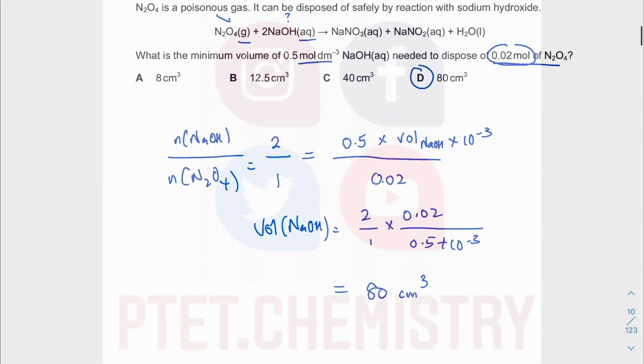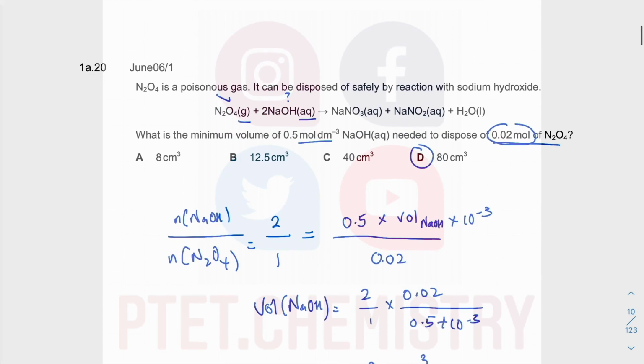So there's 80 cm cube there. Let me just double check my answer, because you never know, sometimes I'm trigger happy on my calculator, and yeah, so I got 80 cm cube again. So yeah, nice and easy then. So that's it for this video, 5 question series, as I said. And I'll see you in the next video.